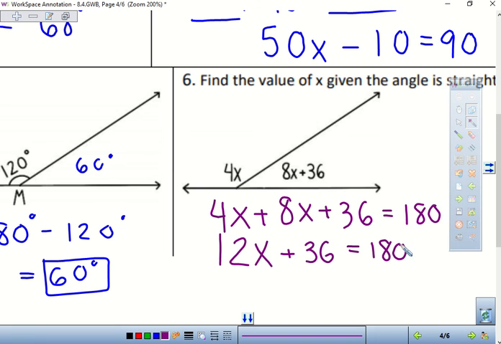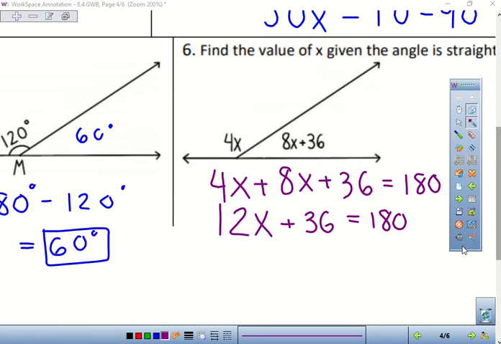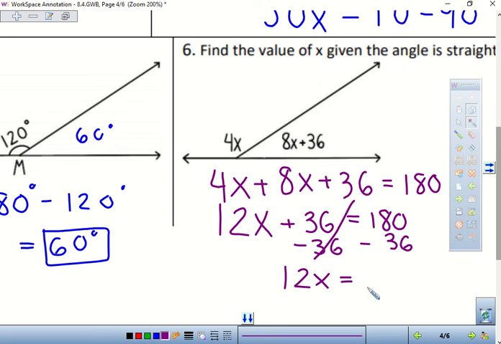What do we do from here? Subtract by 36. Good. Subtract 36. We get 12x equals... Jet, sit with your seat down, you're gonna hurt yourself. It's 154. Hang on. Nope, it's 144.